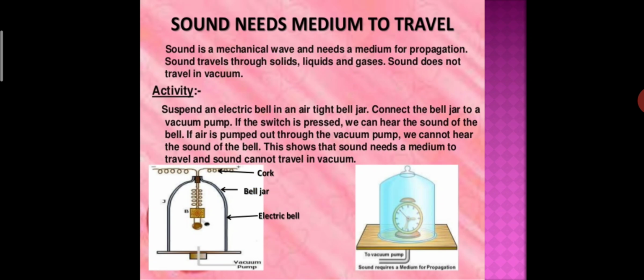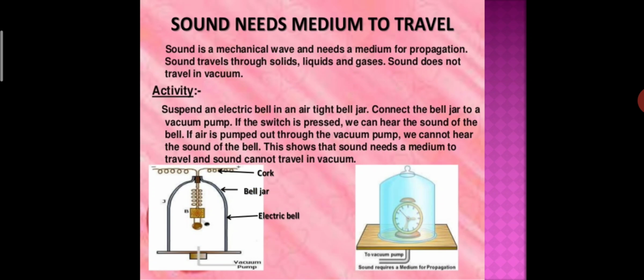Suspend an electric bell in an airtight bell jar. Okay, you have taken one electric bell and kept it in an airtight bell jar. Connect the bell jar to a vacuum pump. If the switch is pressed, we can hear the sound of the bell. And if air is pumped out through the vacuum pump, we cannot hear the sound of the bell.